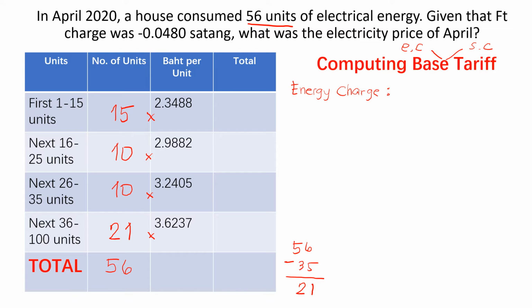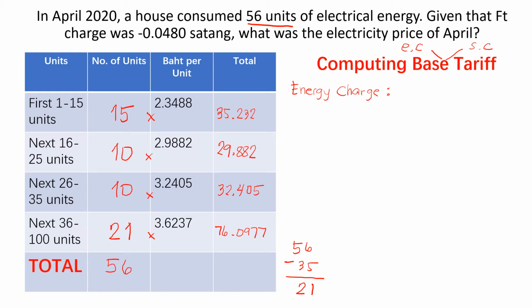So what you have there is 15 times 2.3488, so you will get, okay, 35.232. Next, 10 multiplied by 2.9882, so that will be 29.882. Next we have 10 multiplied by 3.2405, so you will get 32.405. Then 21 multiplied by 3.6237, and you will get 76.0977.